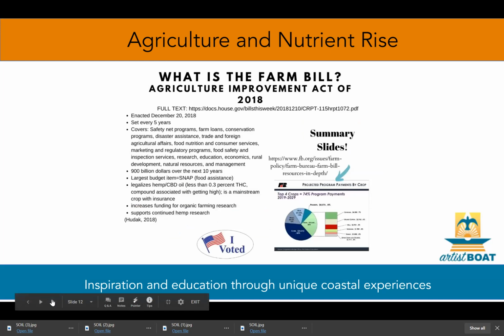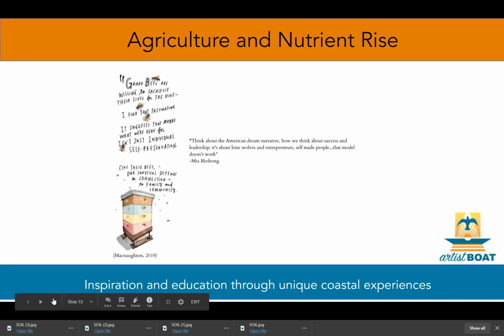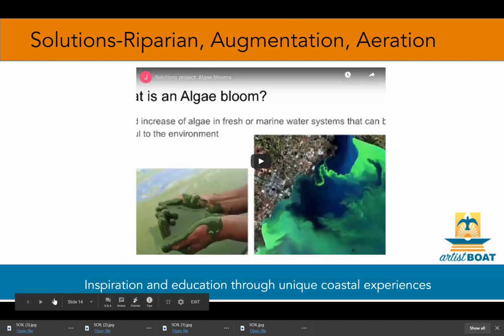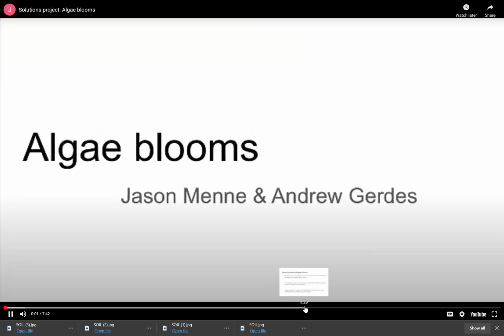Something else, the way that the Farm Bill is structured, changing that could help with this runoff of nutrients. Yeah, so something to think about. Here's a quote that's about how, like bees, our survival depends on connection to family and community, and just redefining the way that we structure systems. So another solution is by creating riparian buffers on farms, augmentation or aeration. So let's watch this video to get a better explanation. What is an algal bloom?